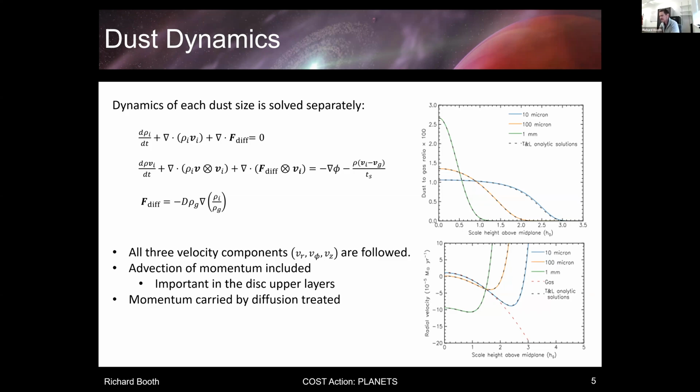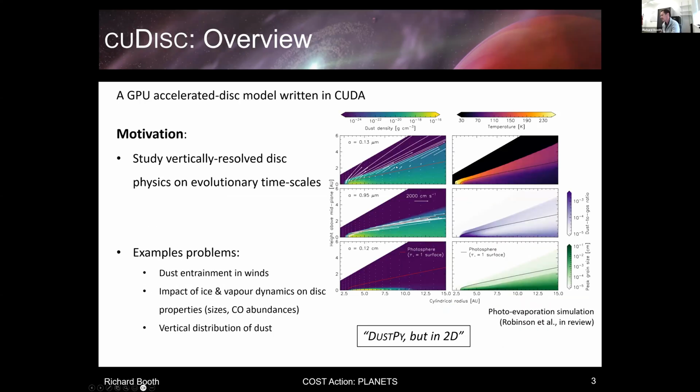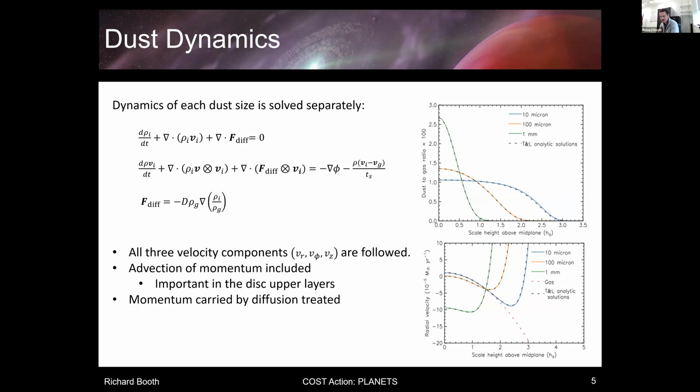And we'll solve the dynamics of each of these species independently, with their motions coupled to the gas. It's actually incredibly important for us to properly solve the momentum equation for the dust in this problem, because in the upper layers above the disk, if I go back, the dust can decouple, and essentially the motion of this dust is determined by that interaction, and the integration of the momentum equation is essential to get that right.